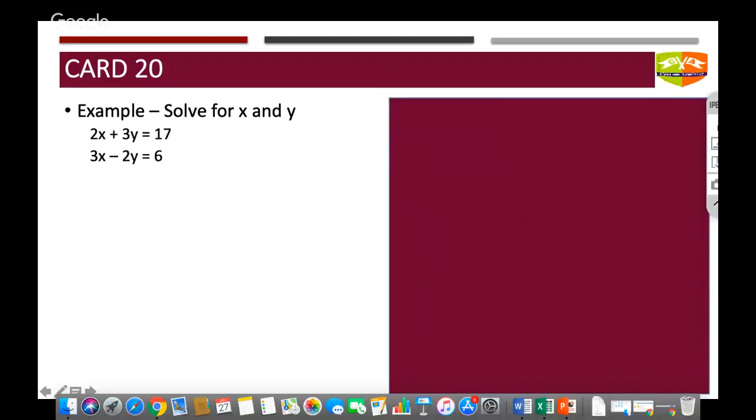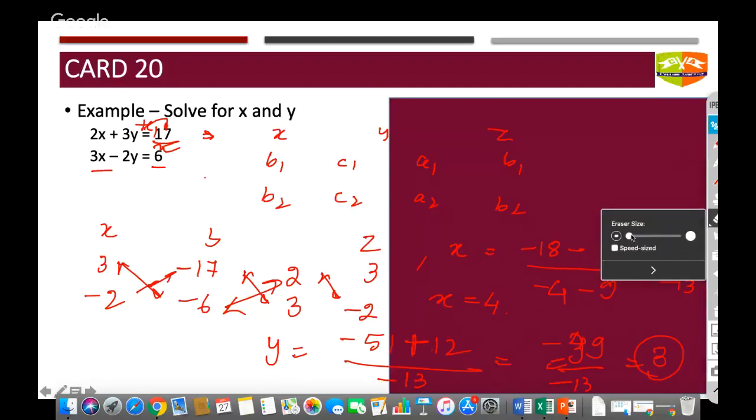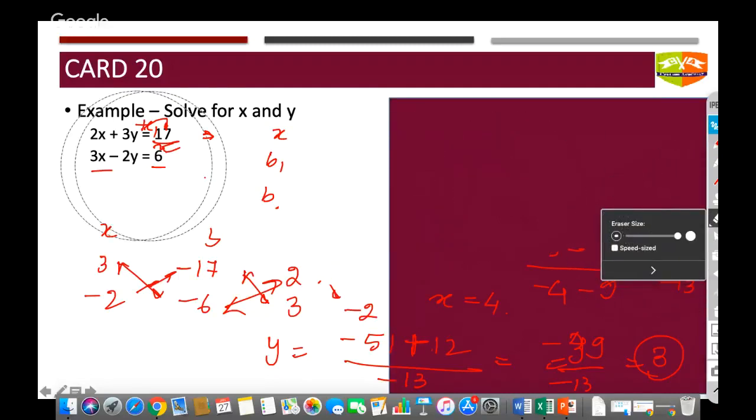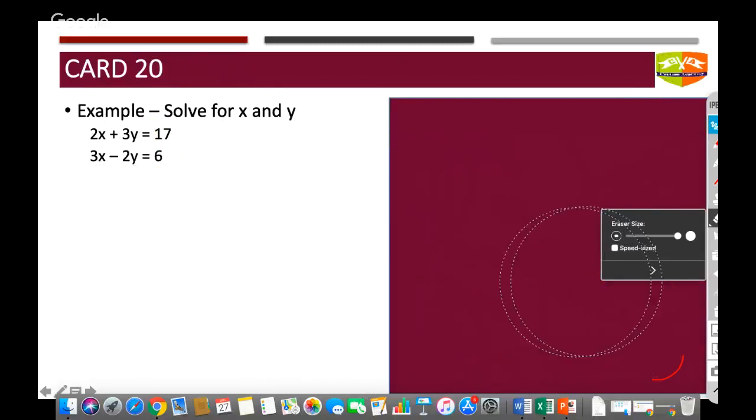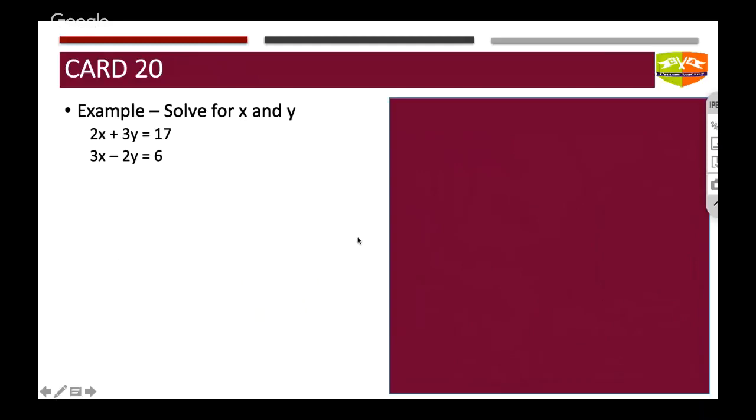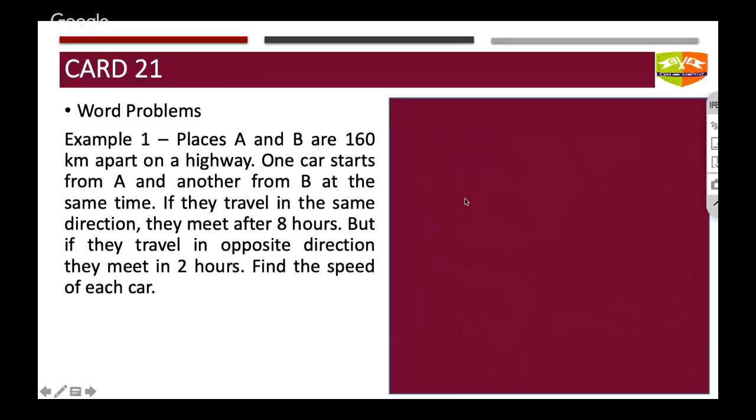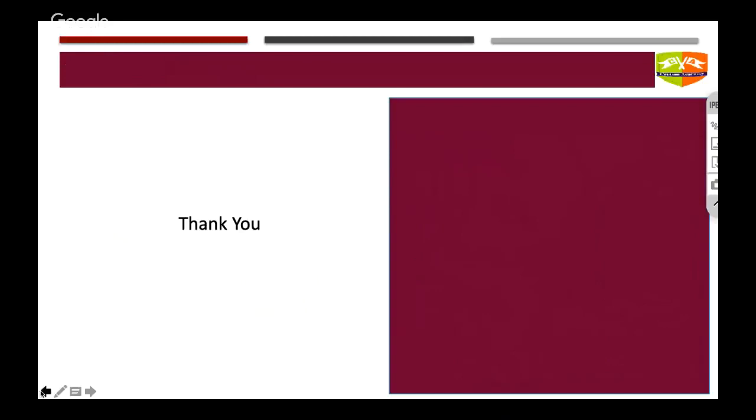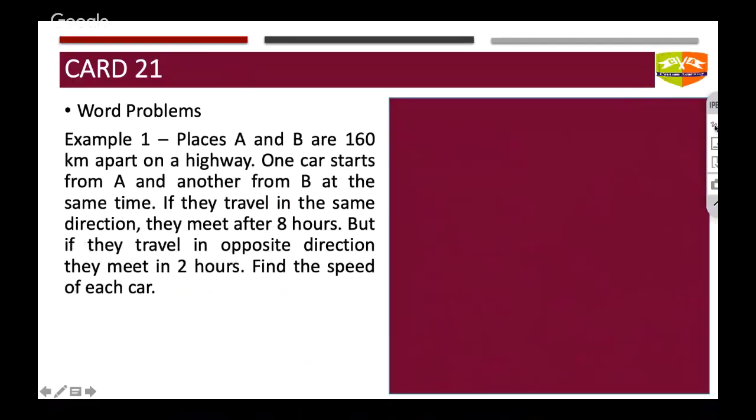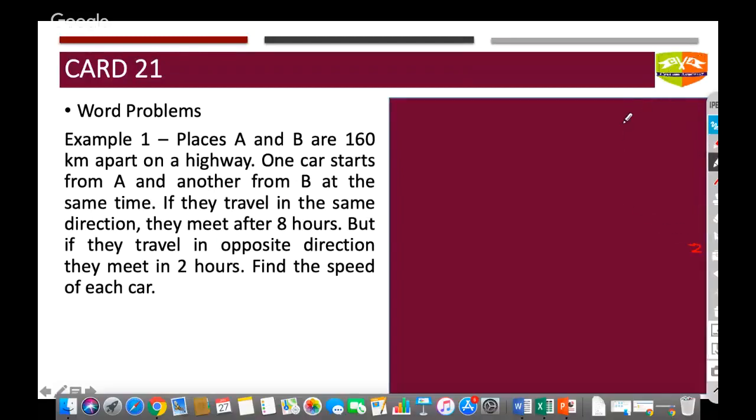Now let me go to another topic, which is word problems. So I have taken two questions in the word problem. What I'll do is, I'll take the first question and then I'll go to the second question. And the word problem is like this. The first question which I have taken is from time, speed, and distance, and this tells me that two places A and B are 160 kilometer apart on highway. One car starts from A and another car.